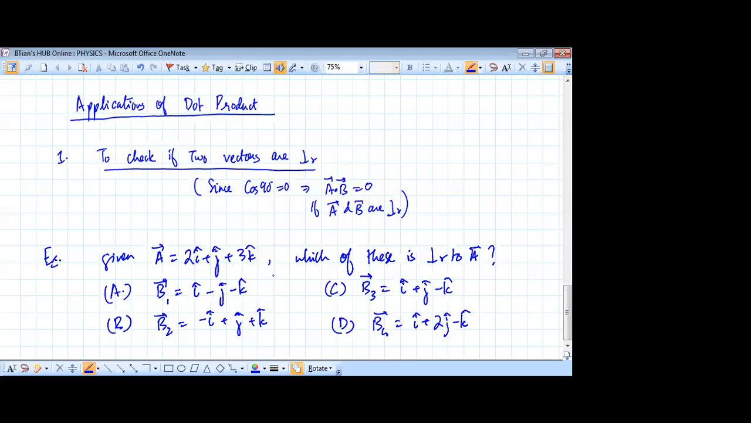Parikshit and Harshvardhan, that's the correct answer. Okay. So you want to check this condition. This is what you have to check. Okay. So which one's dot product is giving you 0? That is what you have to check.